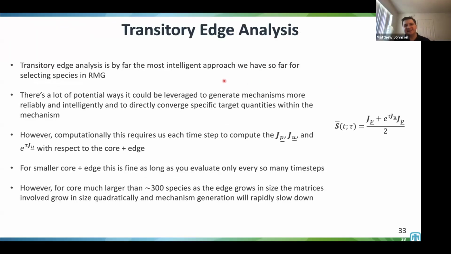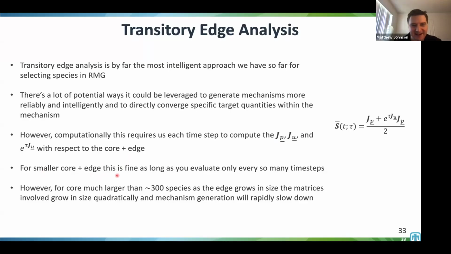Now, this is a really intelligent approach for selecting species in RMG. And there's a lot of potential ways it can be leveraged that we haven't really explored to generate mechanisms more reliably and intelligently and converge specific target quantities. However, there's an important asterisk on all of this, and that's that the transitory edge analysis can be very expensive. Each step, this requires us to compute this parameter Jacobian, the state vector Jacobian, and this matrix exponential with respect to the core plus edge. So these matrices are the size of our core plus edge.